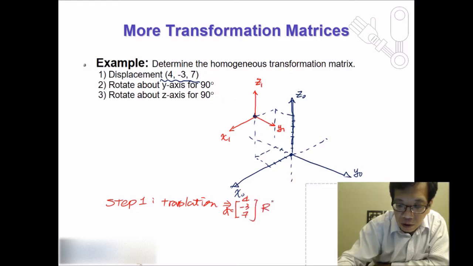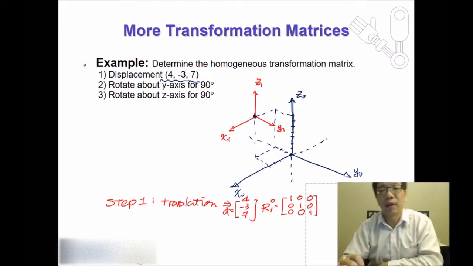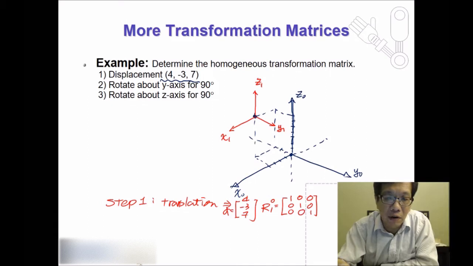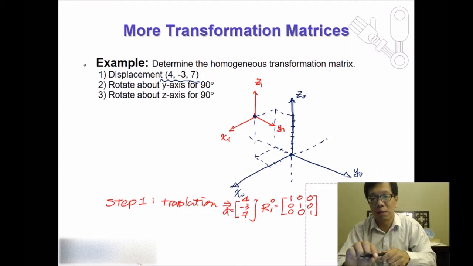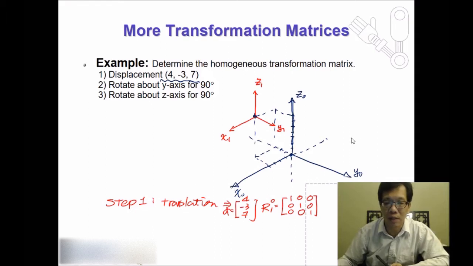My rotation from 0 to 1 is going to be an identity because my angle rotated about three individual axes are 0 degree, 0 degree, and 0 degree. So this is going to be my rotational matrix, and this one is going to be the displacement vector I'm going to use to generate my homogeneous transformation matrix.